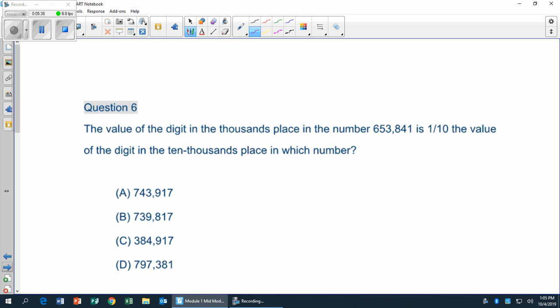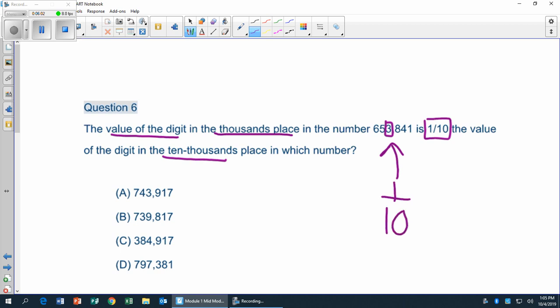Question 6. The value of the digit in the thousands place in this number, 653,841. So this is the digit in the thousands place. Is 1/10 the value of the digit in the 10,000s place. In which number? So this one is 1/10 the value. So we want to find that digit in the 10,000s place. And if we look in the 10,000s place, we see the answer is B.